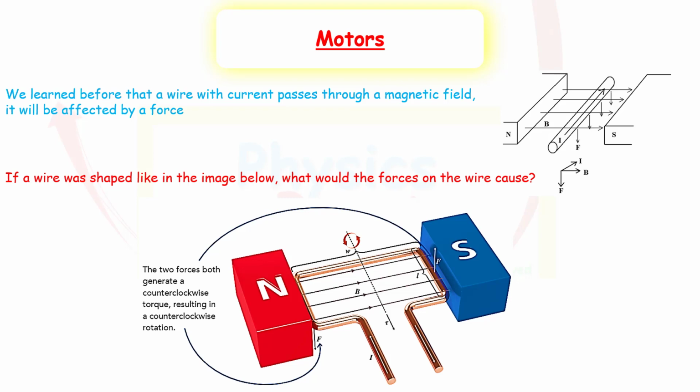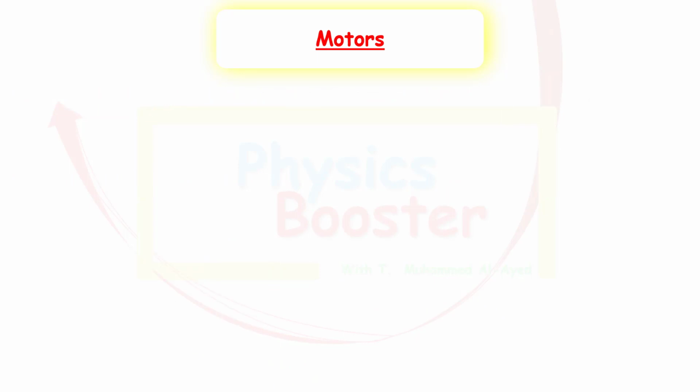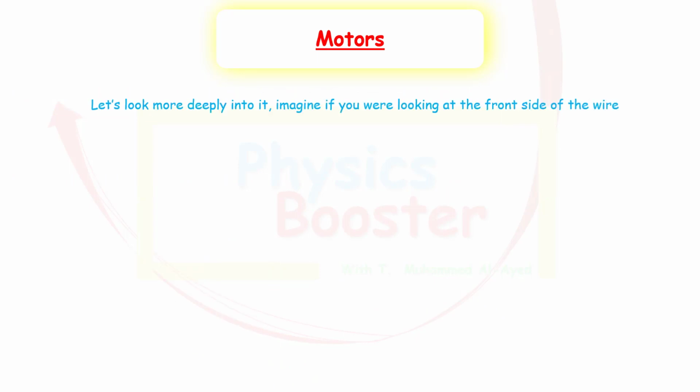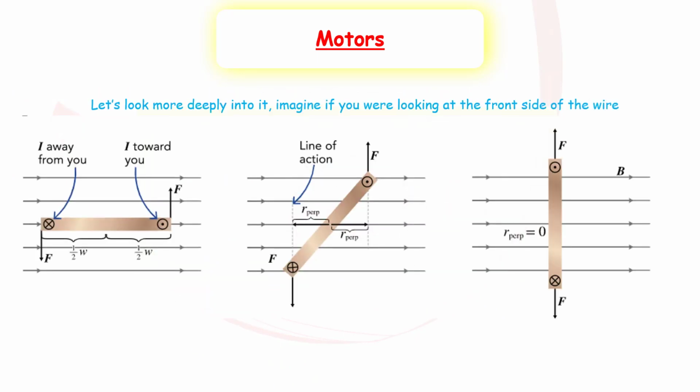Now let's go a little bit more deeply into motors. Now, imagine you are looking at the front side of the motor. So you are looking at a section or a cross section of this motor. Let's start from this image right here. Here the current is going away from you, and here the current is going towards you. If you use the right-hand rule again, we have the magnetic field. We will find that the force is going downwards, and here the force is going upwards. So now it's causing it to rotate. Now it's rotating counterclockwise, okay?